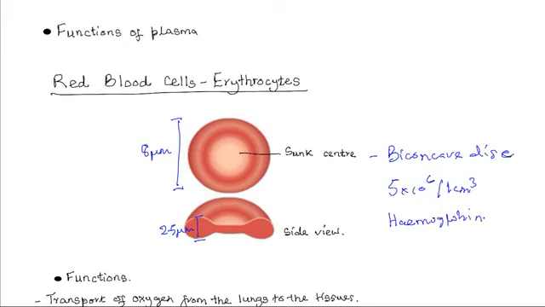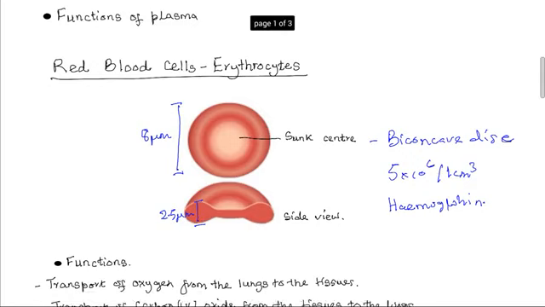This pigment binds and transports oxygen. So this makes the principal function of the red blood cells to be transport of oxygen from the lungs to the other parts of the body. Now, the red blood cells have the following adaptive features that enable them to transport oxygen efficiently.